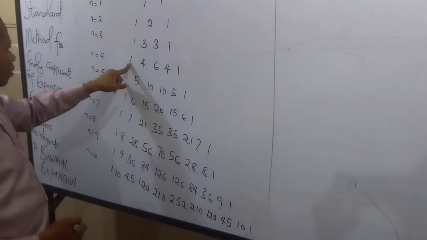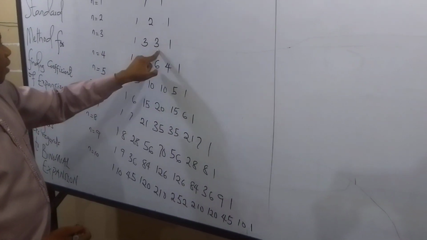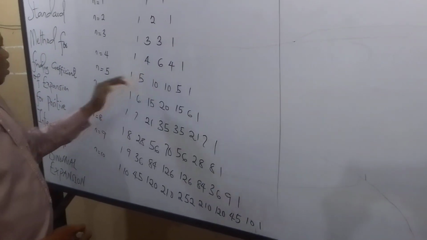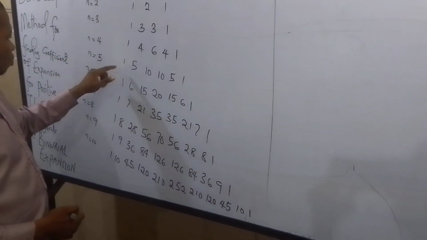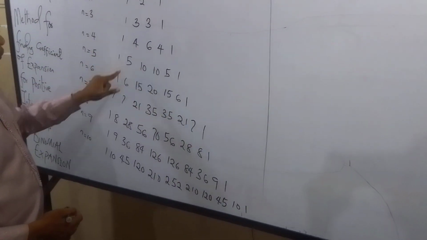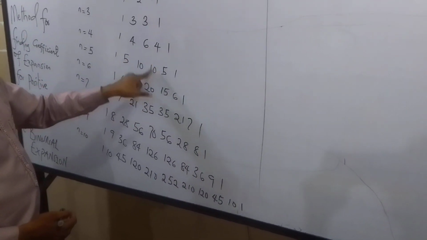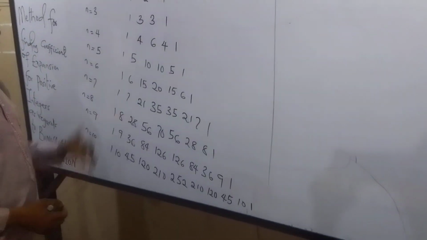Coming to 4, we have 1. We're starting with 1. Then 1 plus 3, 4. 3 plus 3 is 6. 3 plus 1, 4. And then you end with 1. If you have power 5, you're going to have coefficients such as 1. 1 plus 4, 5. 4 plus 6, 10. 6 plus 4, 10. 4 plus 1, 5. And then you end with 1, and so on and so forth.